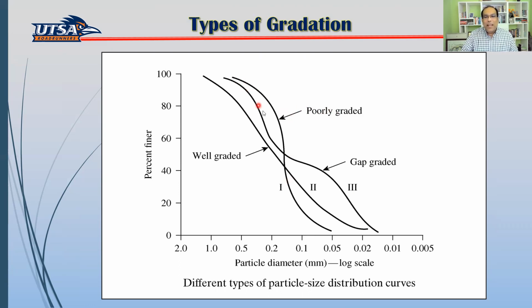If you have something like that, and then there is a gap here, and then something like this, then basically this one is gap graded, meaning they have a uniform size, and they don't have any particle from a particular size from here to here, and then you have particle sizes uniformly distributed above that. So this is all called the gap graded soil. Poorly graded soil and gap graded soil are not good in terms of geotechnical engineering. On the other hand, well graded soil is always better.